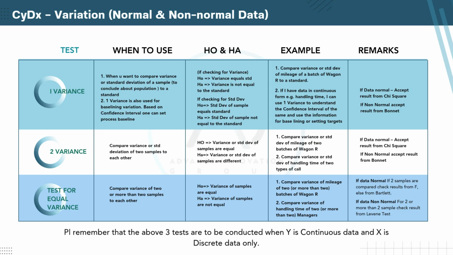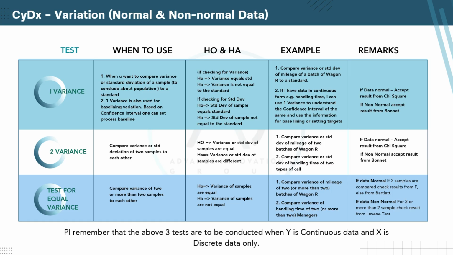3. Test for equal variance. When to use: to compare variance across two or more samples. Hypotheses. H0: all variances are equal. Ha: at least one variance is different. Example. Comparing variance of mileage across more than two batches of Wagon R, or comparing handling time variation among multiple managers. Remarks. If normal data and two samples, use F-test, otherwise use Bartlett. If non-normal or more than two samples, use Levene's test.